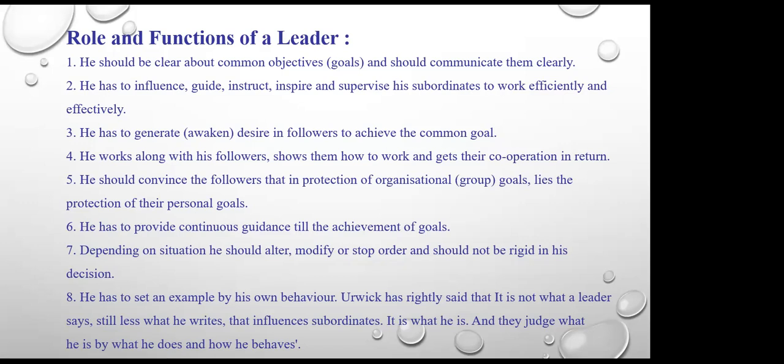He has to create a zeal in the team to achieve the common goal. And he works along with his followers, shows them how to work and gets their cooperation in return.